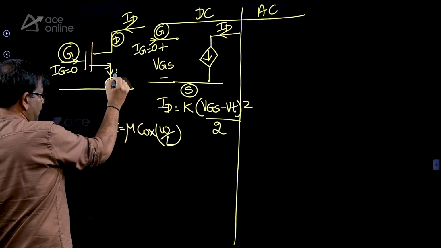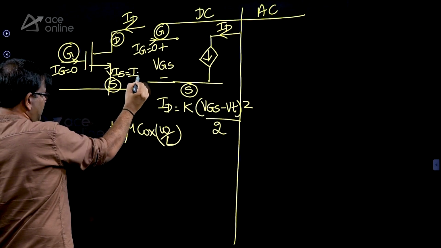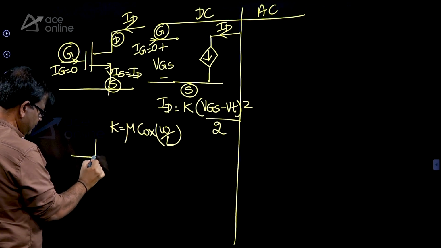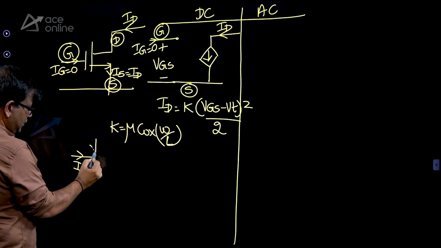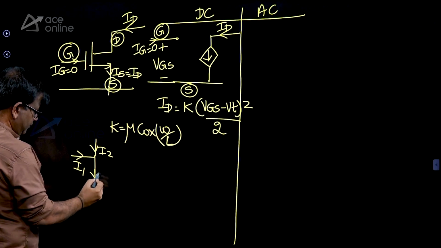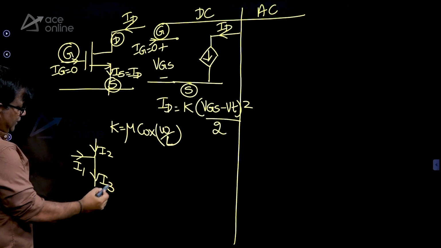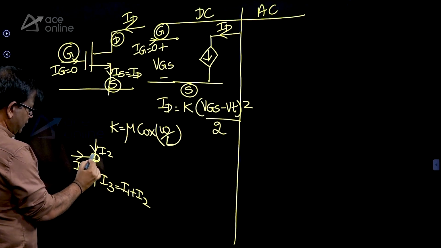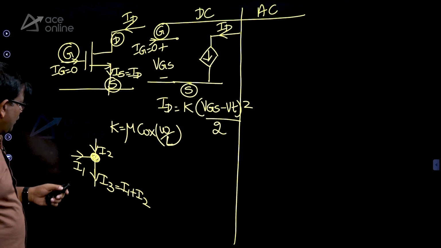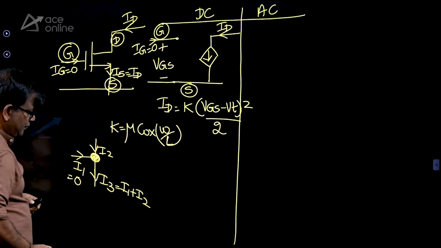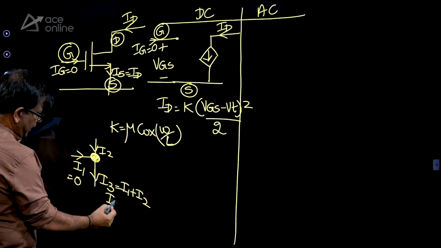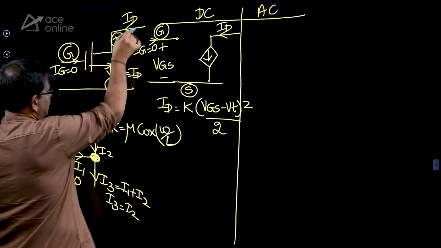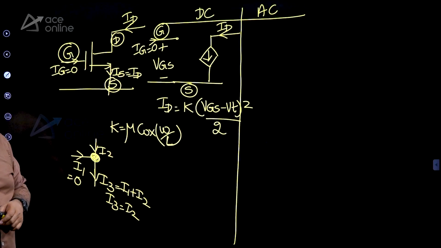So the source current and the drain current both are same because the gate current is 0. So I've shown you KCL. This is I1, this is I2, and this is I3. So I3 is going to be I1 plus I2. So here you can put a MOSFET. But what happens if one current is 0? If one current is 0, then I3 becomes I2. So all the currents entering is leaving. So this drain current and source current both are same, right?